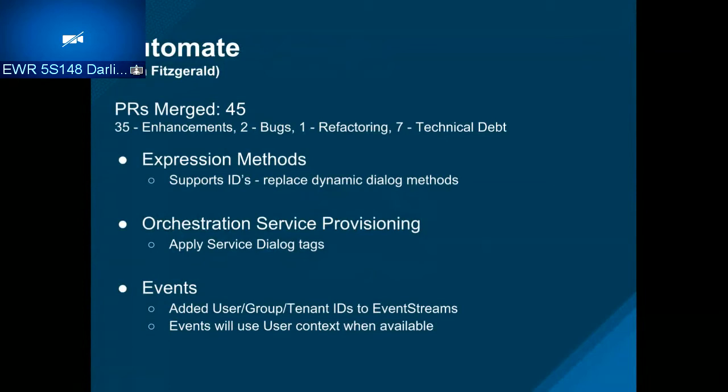Orchestration service provisioning. Most service provisioning uses a state machine that has an automated method called catalog item initialization. That method is responsible for applying dialogue tags. Orchestration service provisioning doesn't use that state machine, so tags were basically ignored. A change was made to add the tag application on the back end, so now it's feature complete. Lucy recently added the initiator, user group and tenant IDs for the initiator, to event streams. Previously the events only had VM owners and didn't have the initiator context. Now events, when they call into automate, will use the initiator context when available. Next slide, please.